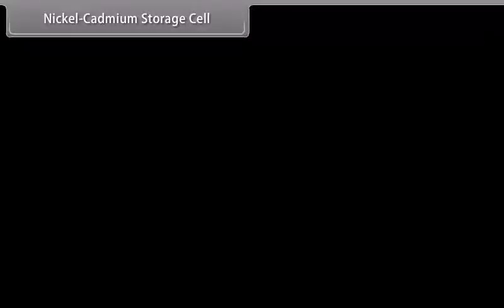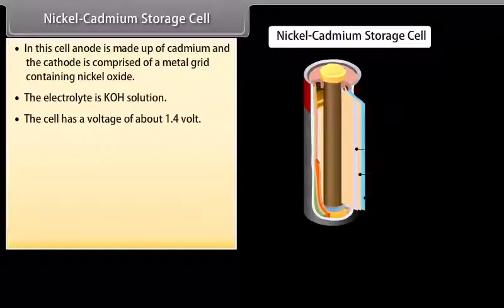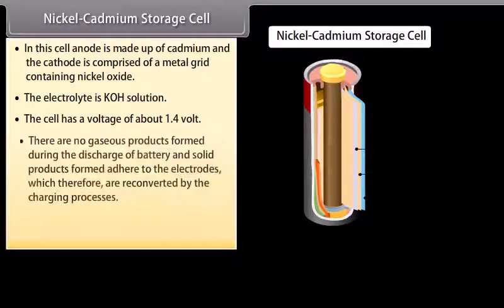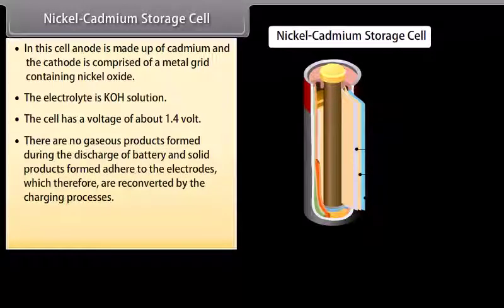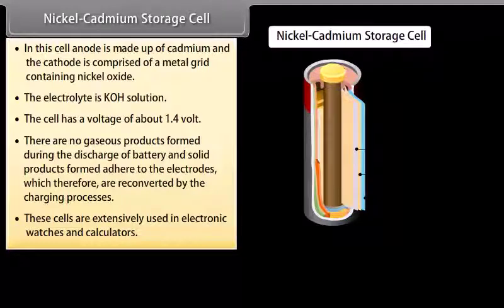Nickel-Cadmium storage cell. In this cell, the anode is made up of cadmium and the cathode is comprised of a metal grid containing nickel oxide. The electrolyte is KOH solution. The cell has a voltage of about 1.4 volts. There are no gaseous products formed during the discharge of the battery, and solid products formed adhere to the electrodes, which therefore are reconverted by the charging processes. These cells are extensively used in electronic watches and calculators.